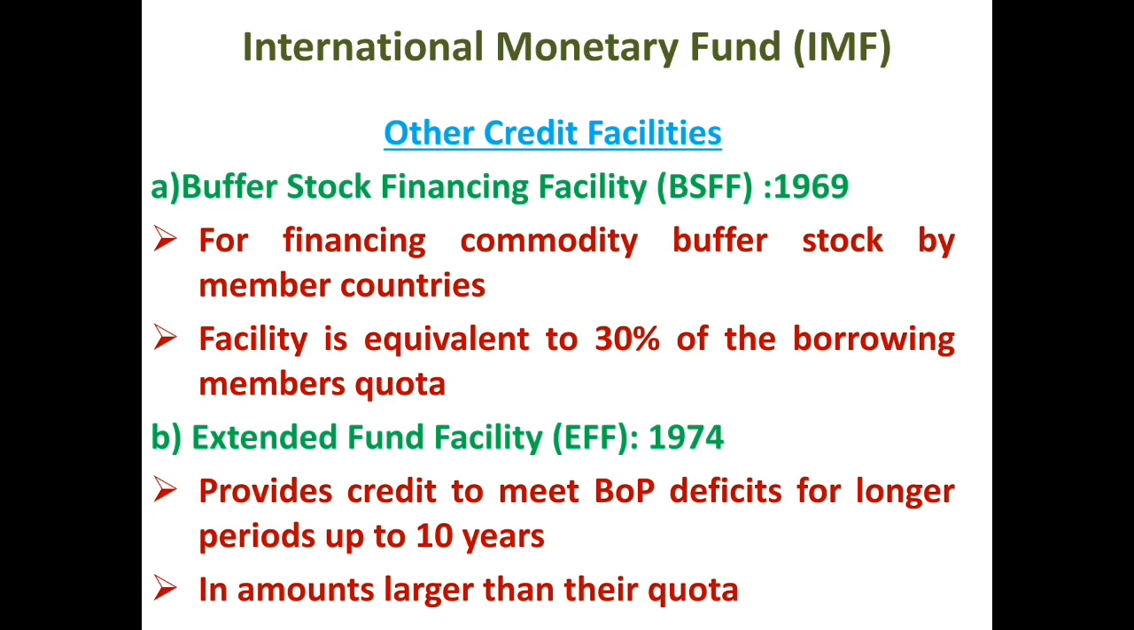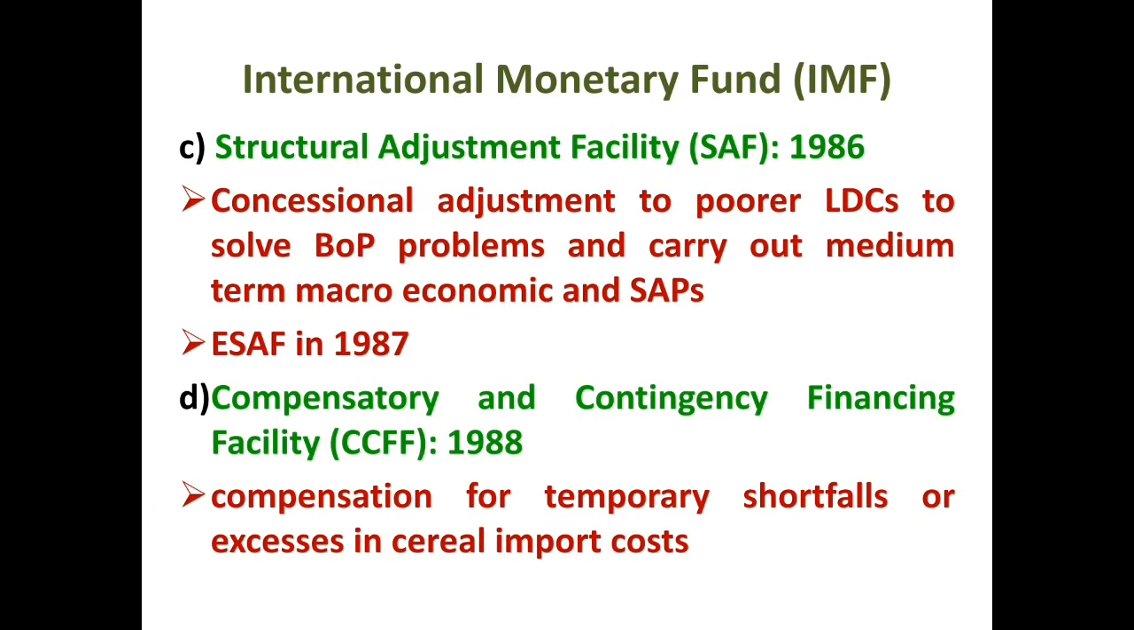There is a facility called EFF, Extended Fund Facility. It is to provide funds for member countries to finance their balance of payment crisis, and this borrowing is long term. Originally, IMF will provide borrowing facilities only up to 5 years, but under the Extended Fund Facility, the period can be extended up to 10 years, and the countries can borrow larger than their quota.